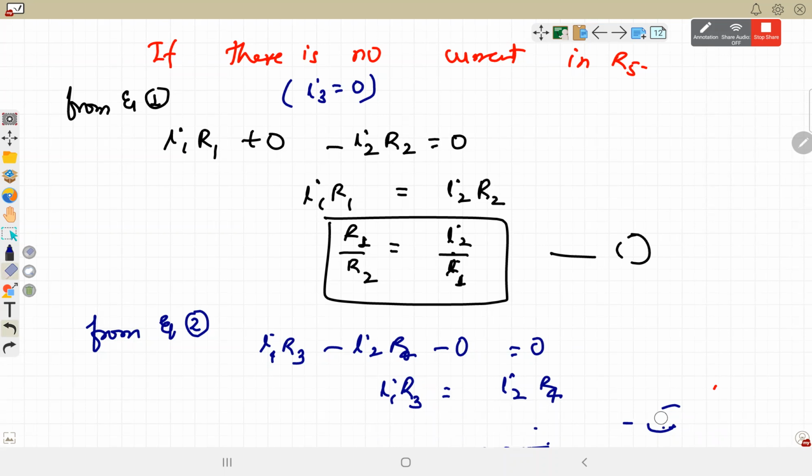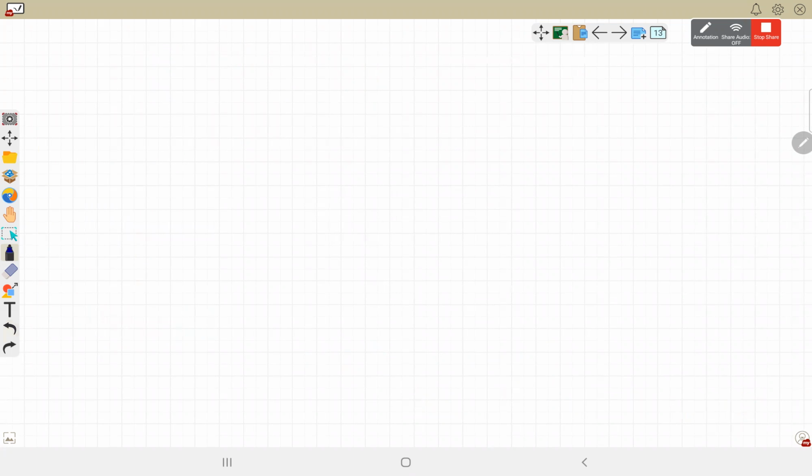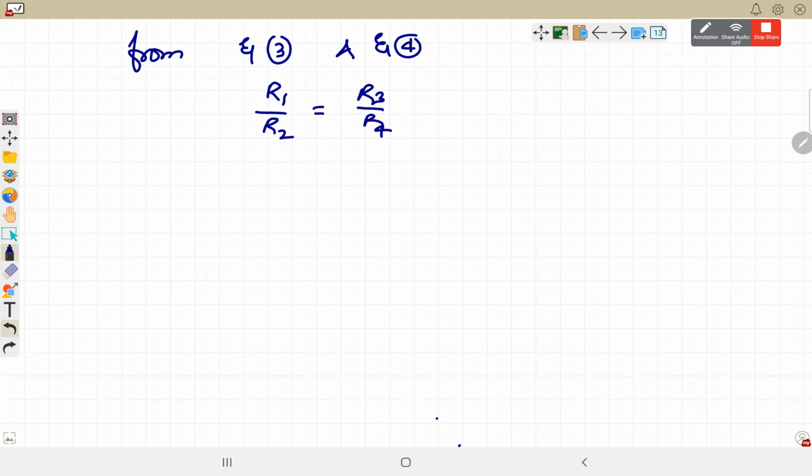So when I3 is 0, under this condition, the net equation is I1 R3. Sorry, from here we get R3 by R4 is equal to I2 by I1. This is equation number 3. Equation number 4. From 3 and 4, R1 by R2 is equal to R3 by R4 when there is no current in the circuit.